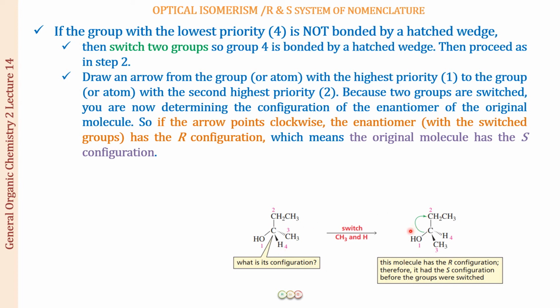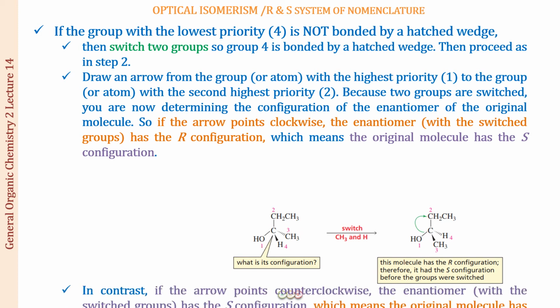So what this means is that when I switch the position of any two groups, CH3 and H in this case, what I get is the enantiomer of this molecule. And this enantiomer has the R configuration, which means that our original molecule has the S configuration. So this molecule has what configuration? The S configuration.